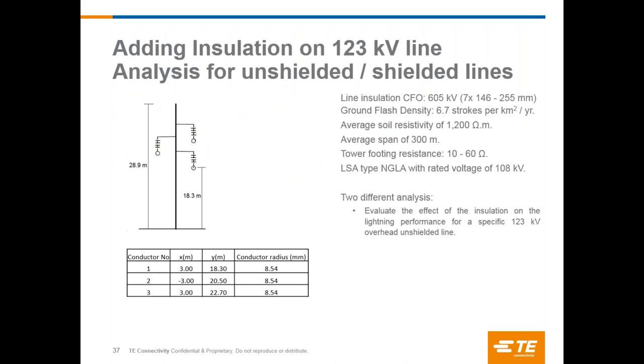Here you're looking at an unshielded line. The configuration of the line is shown below, conductors number 1, 2, 3, and their positions along the line.